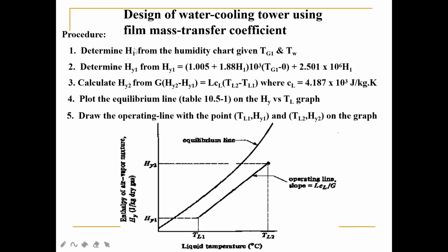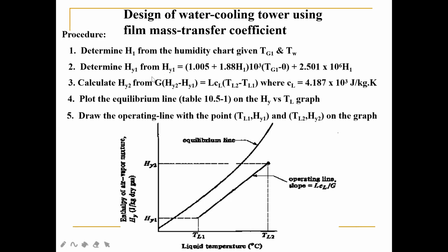Okay, from that H, you can calculate the enthalpy, which is the HY. And this is the equation for you to calculate HY. If you notice, you will put the H1 you find from step number 1 into this equation for HY. Once you get the HY1 you calculated from step number 2, you will use it to calculate the HY2. HY2 is the enthalpy at the top of the tower. HY1 is the enthalpy at the bottom of the tower. So you have to know both.